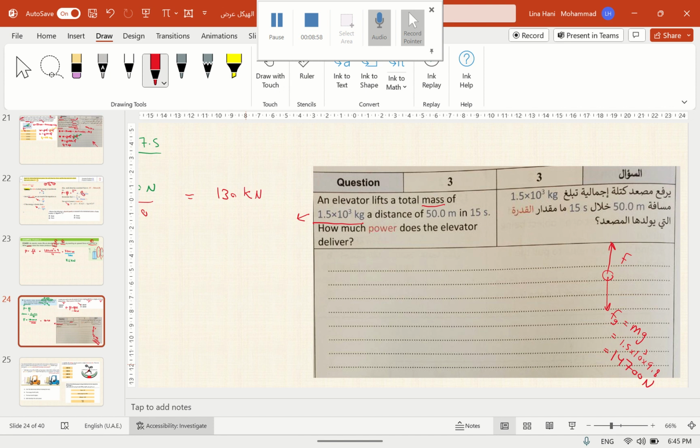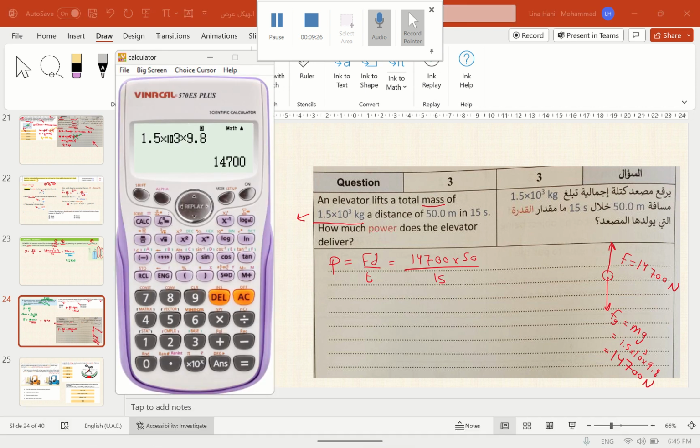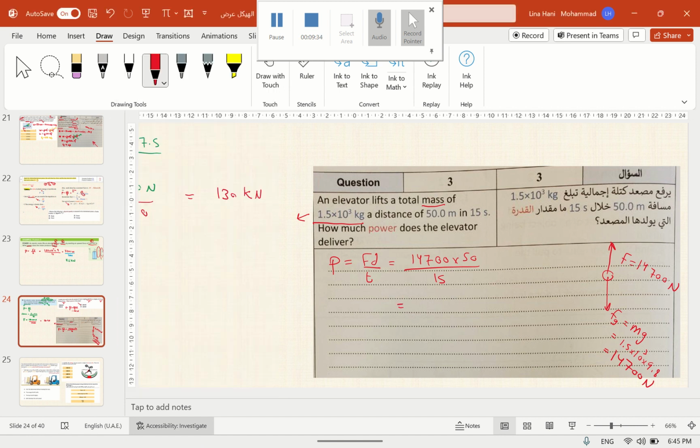All right, so this is the amount of force the elevator is applying to lift the mass. Now that I have the force, I can use the power equation to find the power. The force that the elevator is exerting is 14,700 times the distance, 50 meters, divided by the time, which is 15. Using the calculator, we multiply that by 50 and divide by 15, gives you 49,000 watts.